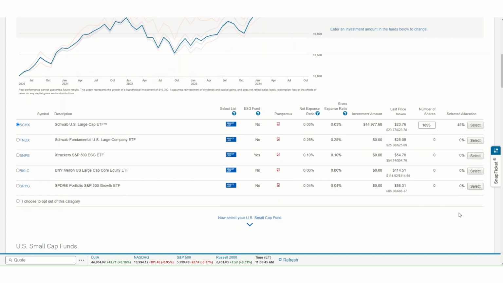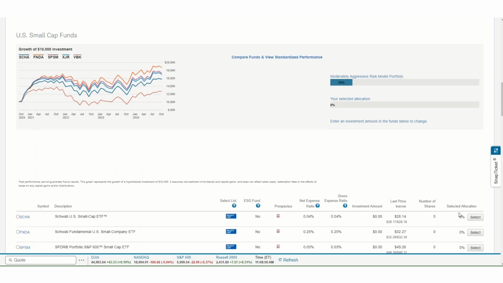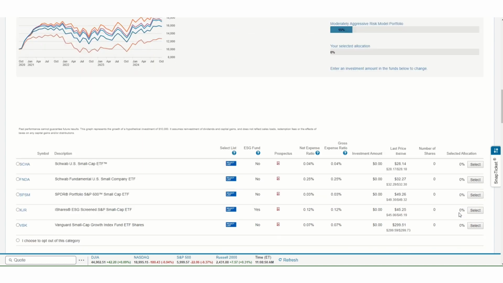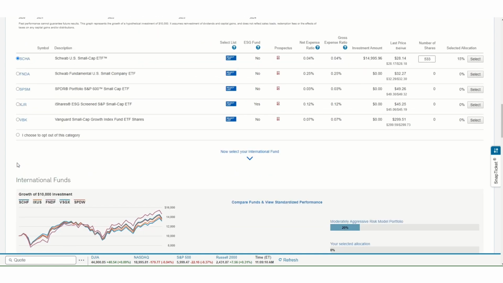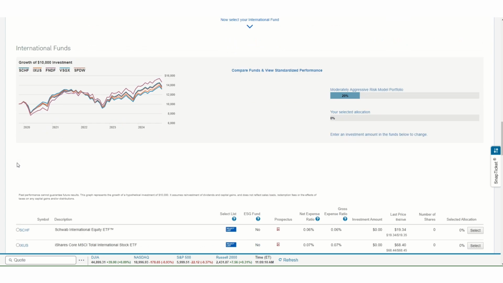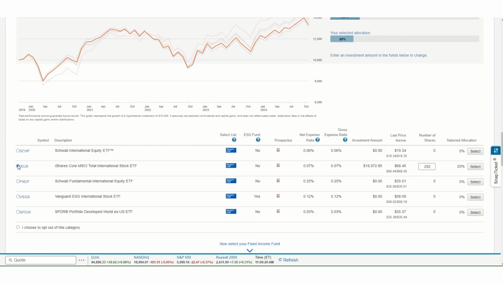I then do the same thing for small cap investments. It wants me to select a fund. Notice when I do that though, it also tells me what percentage of the portfolio should be in that asset class and tells me how many shares of that fund I should own as well. I can do the same thing for international. I like broad-based, highly diversified investments, so I'm going to go with the Total International Index Fund. It tells me how many shares to buy there as well.